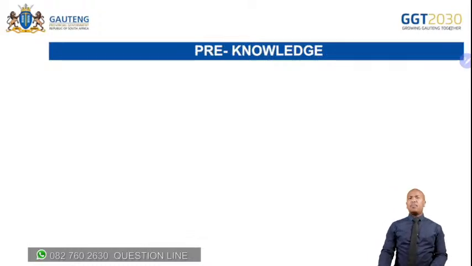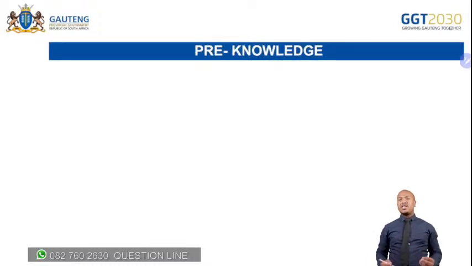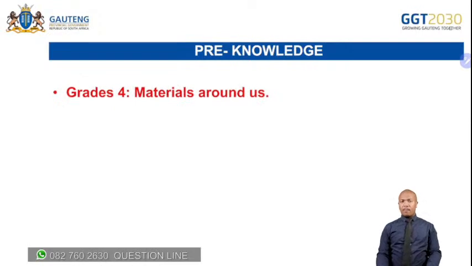Right. Now, pre-knowledge. This is the knowledge that you have gone through and have done in the previous grades and also in the same grade. So we use such information as our foundation to build up on today's topic. Right. In grade 4, we have done materials around us. You still remember? We have done materials around us.